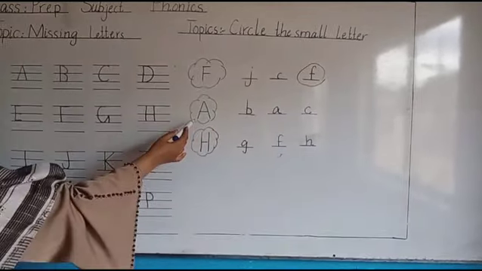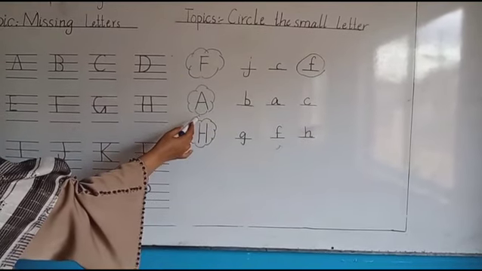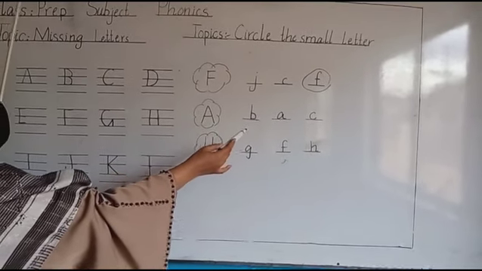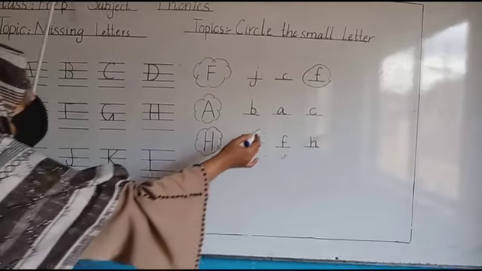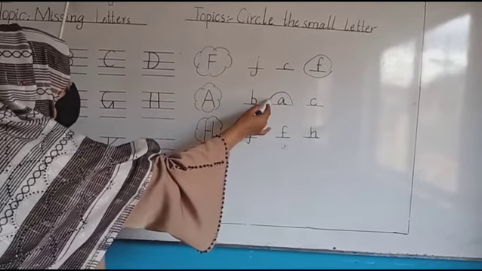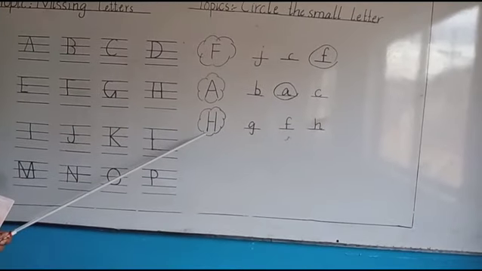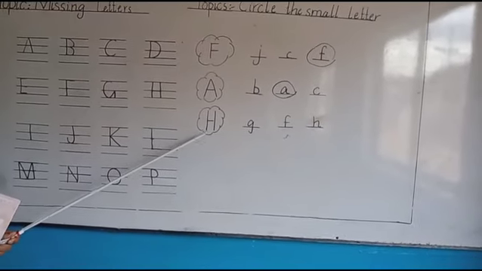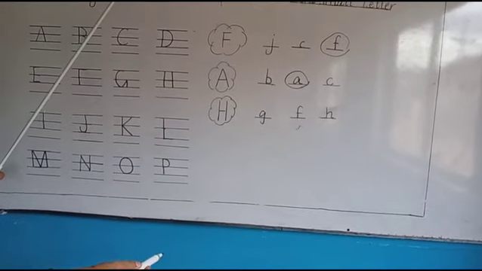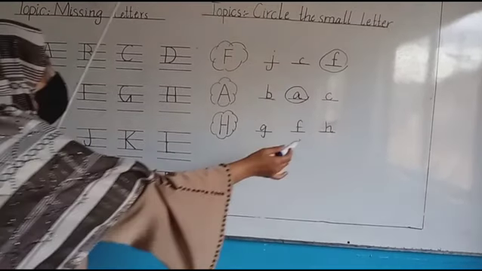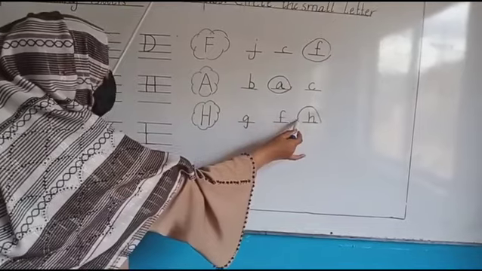Next letter is A. Okay, now tell me where is baby A? Small letter A. Yes, this one is A. Circle the small A. And which letter is this? This is H. And where is the small letter of H? Yes, this one is small H.